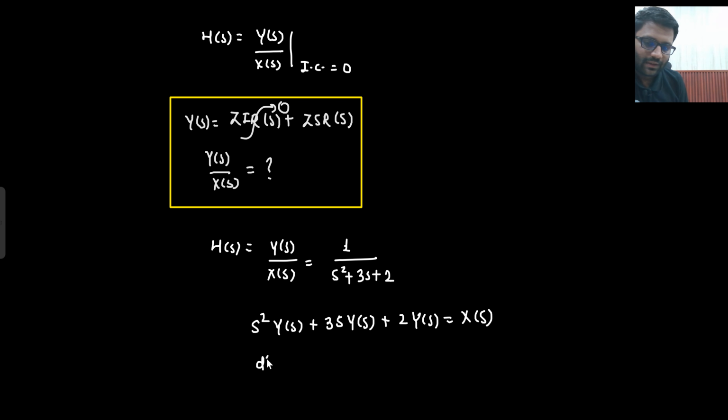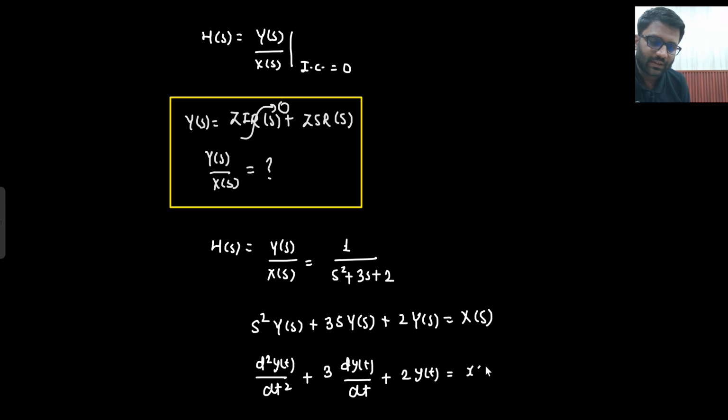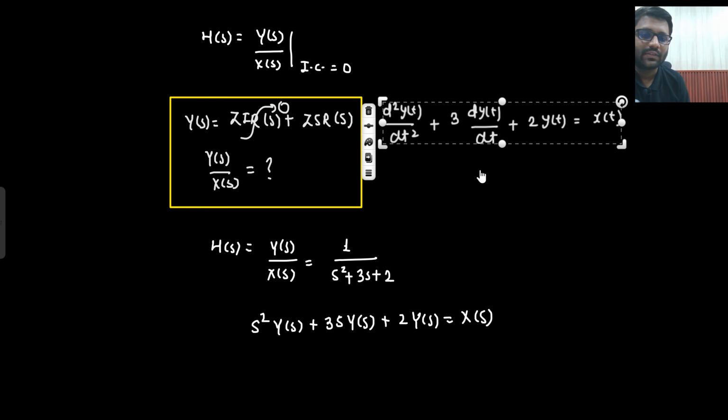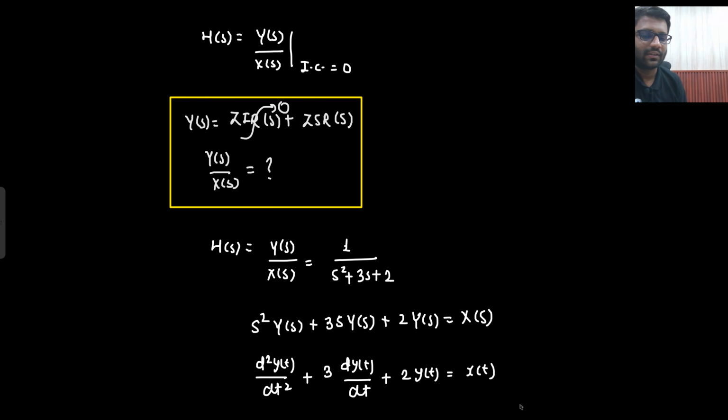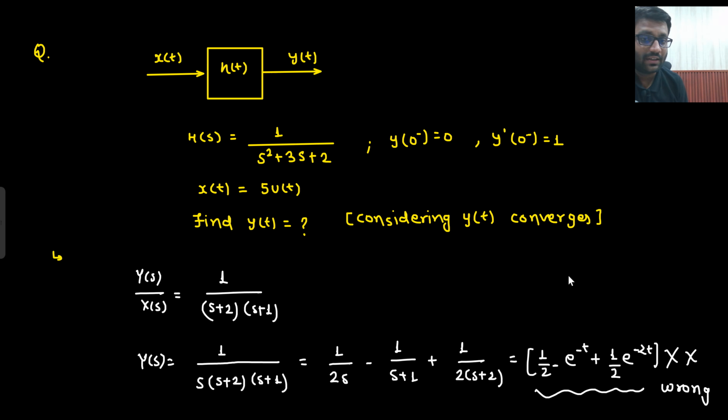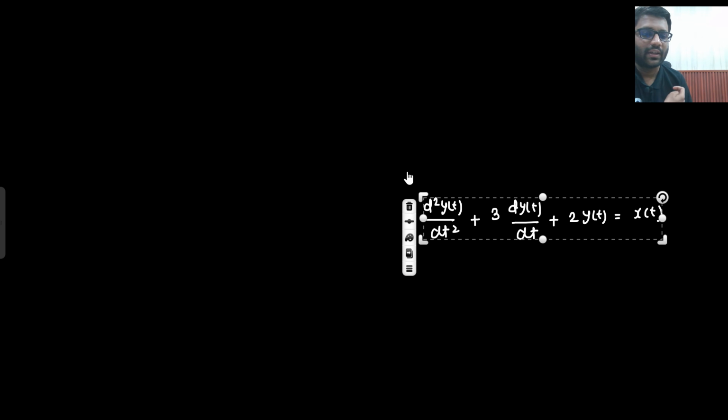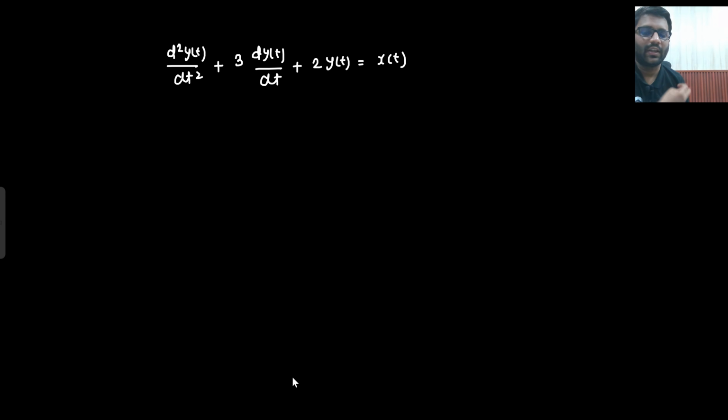So from here what I will be getting? d square y(t) by dt square plus 3 dy(t) by dt plus 2y(t) is equal to x(t). So actually this was our differential equation. From this particular differential equation you would have got this H(s), but the initial conditions are non-zero. Actually the initial conditions are non-zero. Are you able to understand this point? So here, when we were finding H(s), we ignored the initial conditions.